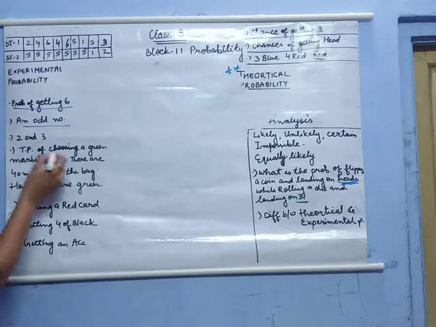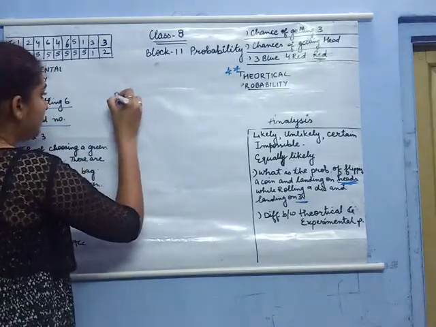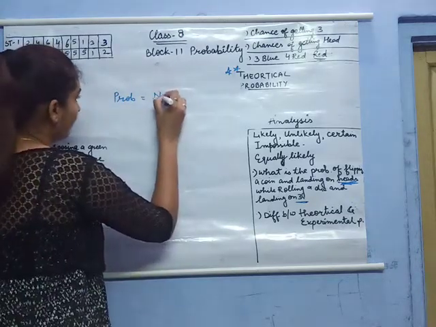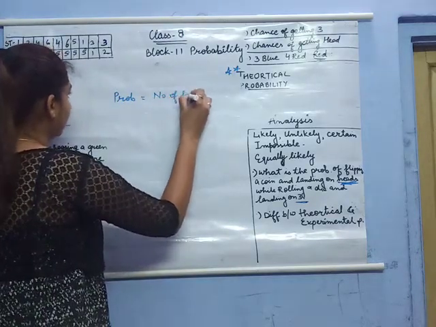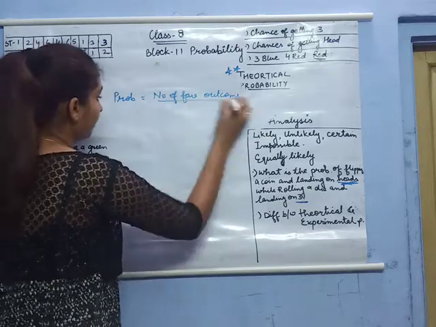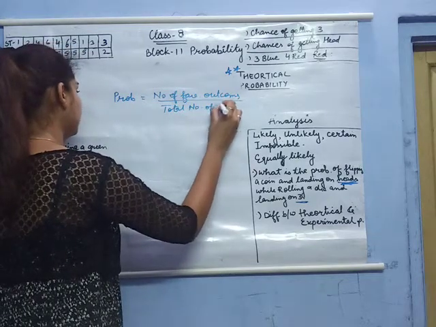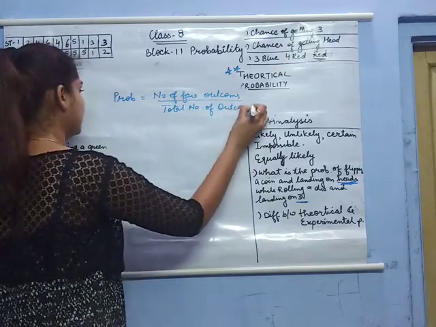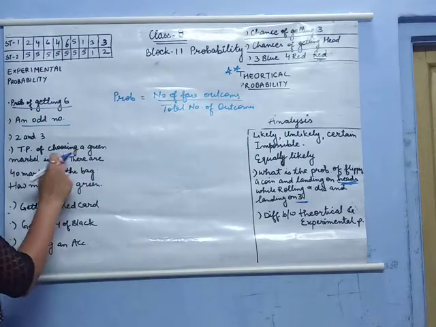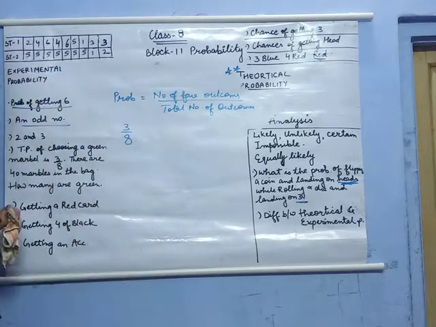Theoretical probability of choosing a green marble is 3 by 8. Now here probability is given to us. What is probability? Probability is the number of favorable outcomes divided by the total number of outcomes. Probability in this question is given to us, that is 3 by 8. I'll write the value of probability under the term probability.